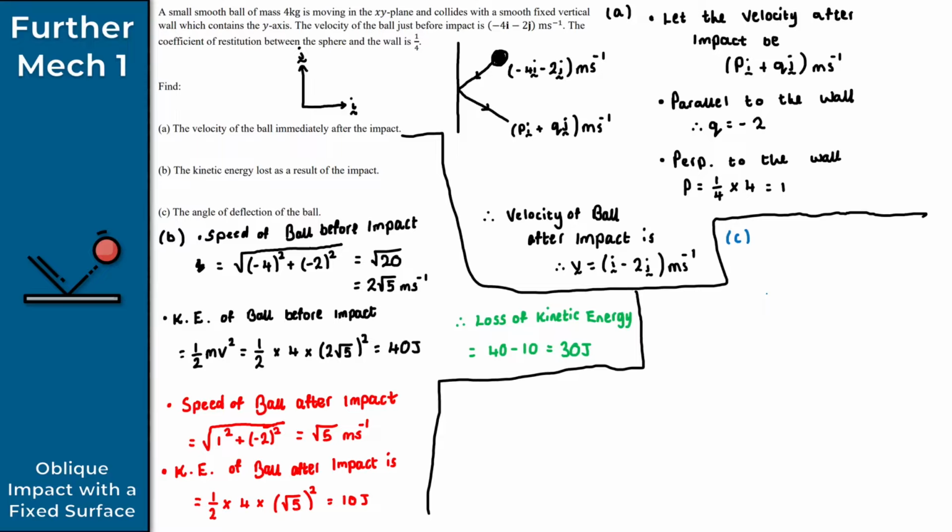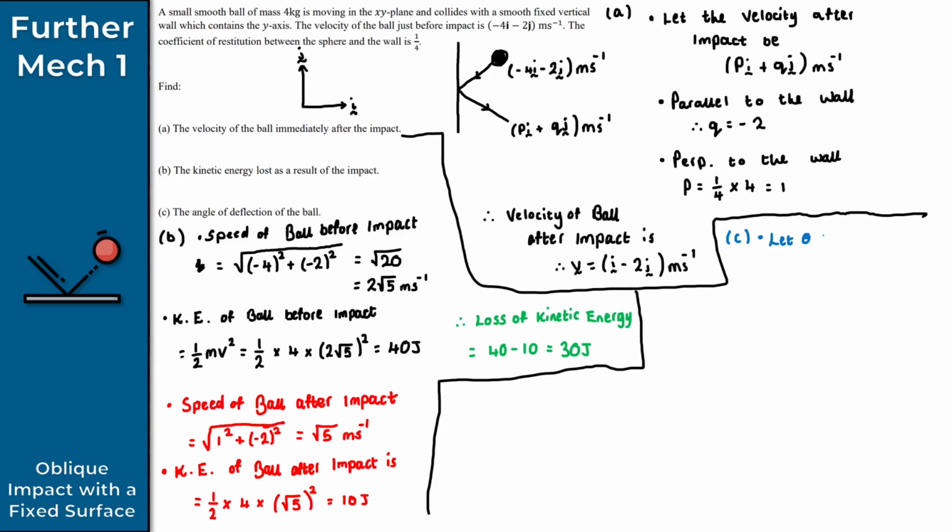Right, so for part C then, we now want to find the angle of deflection of the ball. So how do we find the angle of deflection of the ball here? Well, we can just simply use the scalar product here, right? So if I let theta be the angle of deflection, let's make a note here.